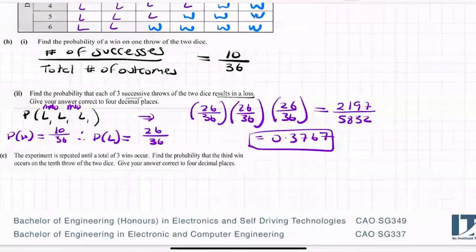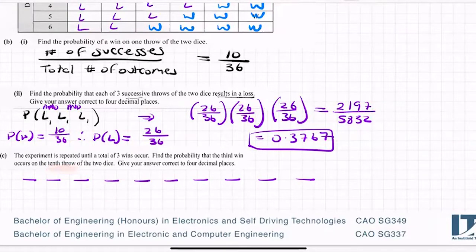The experiment is repeated until a total of 3 wins occurs. Find the probability that the third win occurs on the 10th throw. Okay, so you have 10 throws, 1, 2, 3, 4, 5, 6, 7, 8, 9, 10. Okay, if you're going to do it 10 times, then you have 10 possibilities. Okay, the probability that the third win, so we need this bad boy here to be a win. Okay, and that's the third one. Okay, so that's going to occur on the 10th.